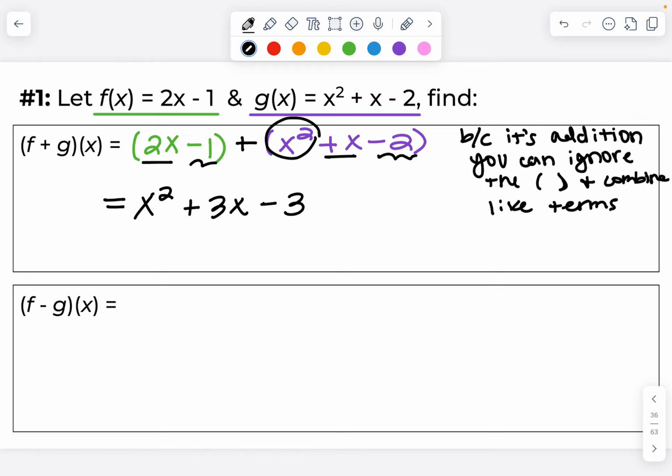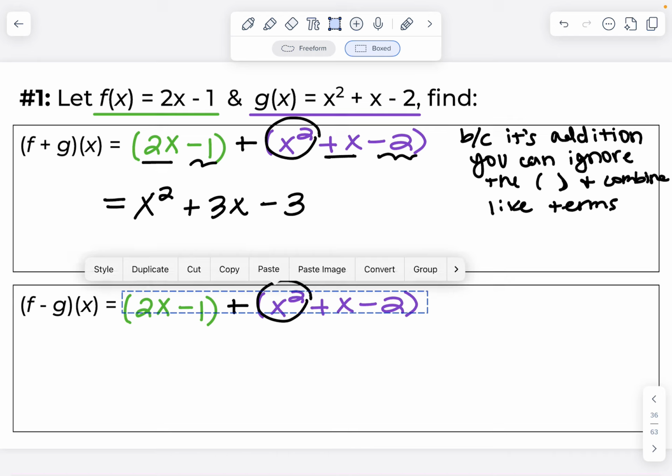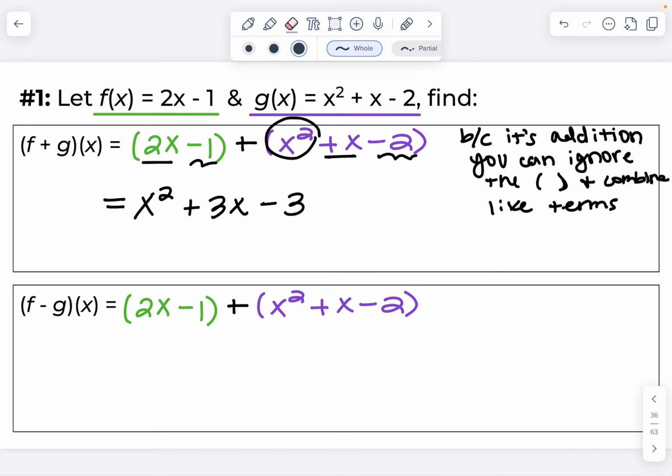So when we go to do subtraction, it gets leveled up a little bit from multiplication. I'm just going to copy and paste to make my life easier. When I do subtraction, the reason I said it was so important to do parentheses later on is because when we get to subtraction, I now need to take this negative and distribute it to everything in that function g.